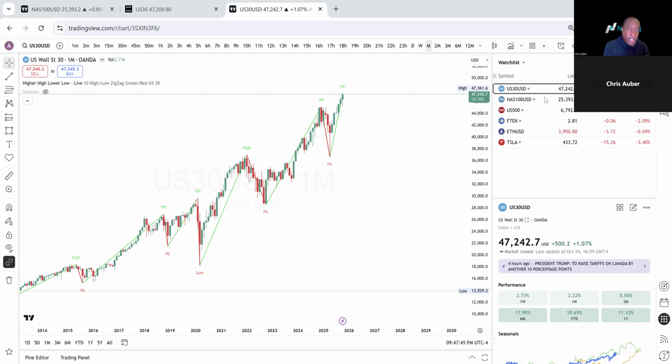All right. So first things first, you want to make sure that you're using the ticker symbol that I'm using, and it's going to be the US30 USD, and that's by Oanda. I like to use the Oanda charts because I think they give more accurate information, and it just aligns perfectly with what it is that I'm doing. So the US30 USD, that's the ticker that I'll be using from Oanda.